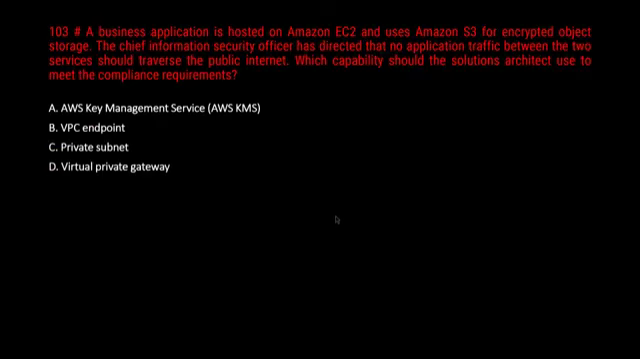A business application is hosted on Amazon EC2 and uses S3 for encrypted object storage. The Chief Information Security Officer has directed that no application traffic between the two services should traverse the public internet. Okay. As soon as you see this keyword, you need to say it loud. Whenever you're talking about traffic between EC2 and S3, if it says should not go through public internet, then what should come to your mind? VPC endpoint. And specifically, which VPC endpoint should come? Gateway VPC endpoint. Say it.